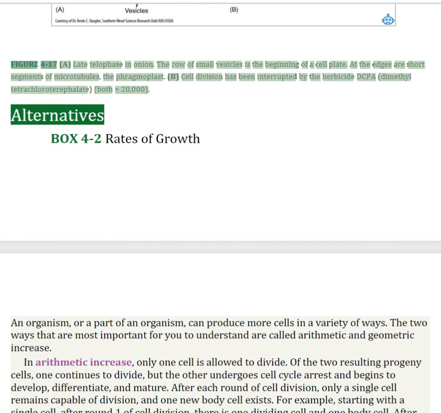Figure 4:17 Late telophase in onion. The row of small vesicles is the beginning of a cell plate. At the edges are short segments of microtubules, the phragmoplast. Cell division has been interrupted by the herbicide DCPA.